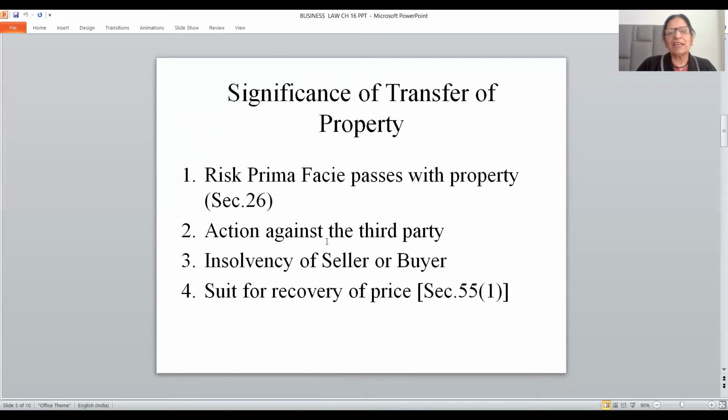Second is action against the third party. Third is insolvency of the seller or the buyer. And fourth is suit for recovery of price.